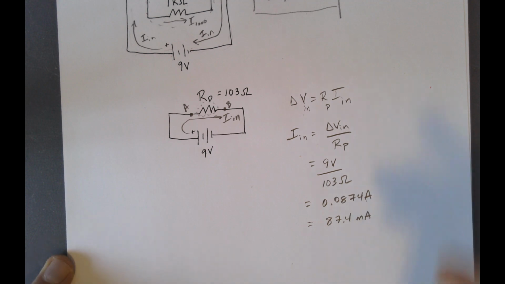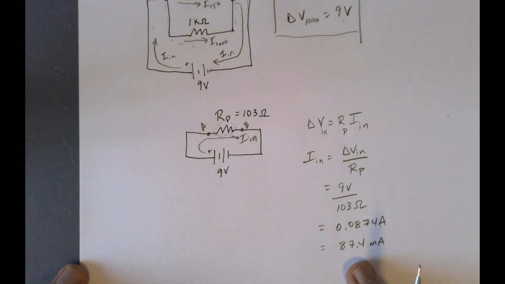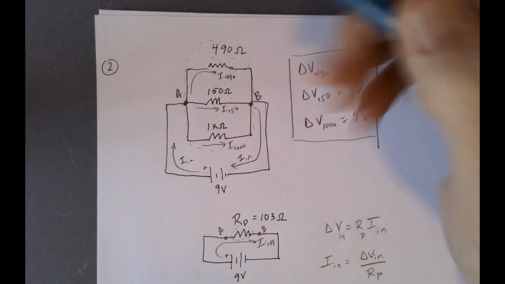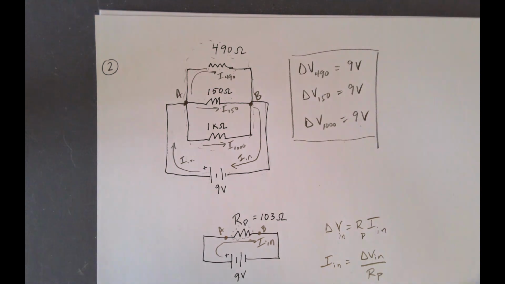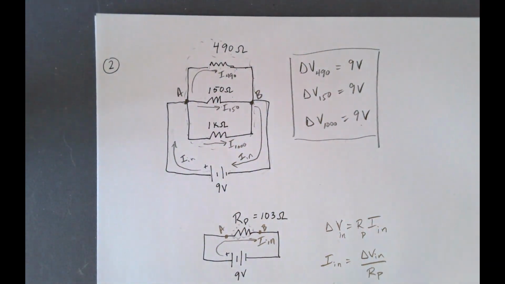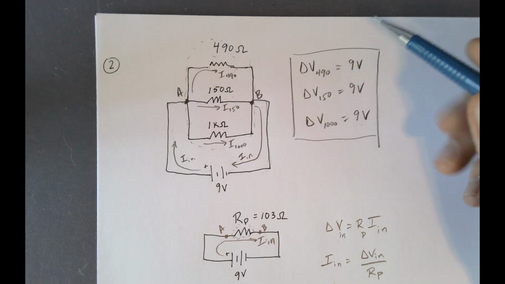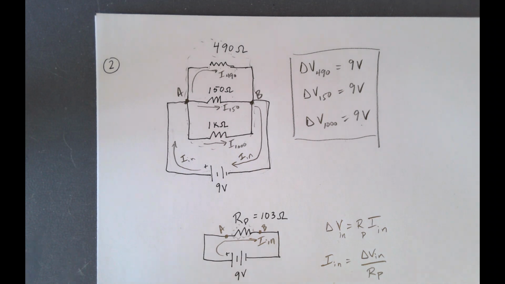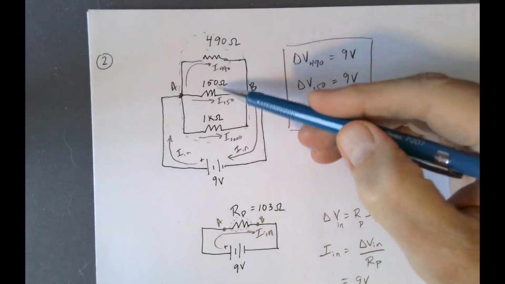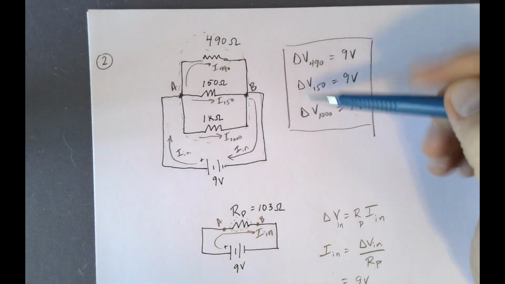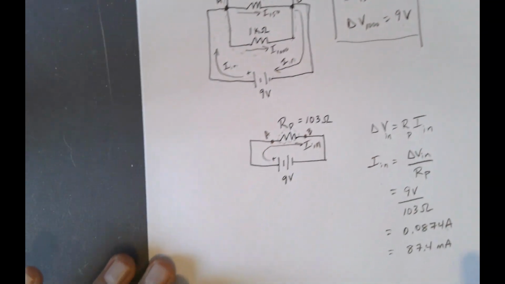All right. And so now how are we going to use that idea to figure out what the current is going through each one of these? We know that the voltage drop across each one of these is 9 volts. And so we can apply Ohm's law to each one of these as well. Let's just see what that gives us.